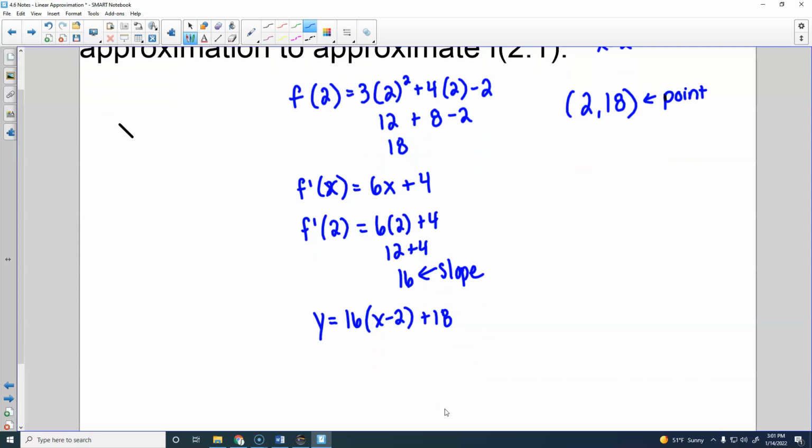We need to estimate f of 2.1. Label this whenever you plug in. It's f of 2.1. We need squiggly equal signs because this is not exactly the value, but it is close. So we'll have 16 times 2.1 minus 2. So 1.6 plus 18, and we should get 19.6. Yes.